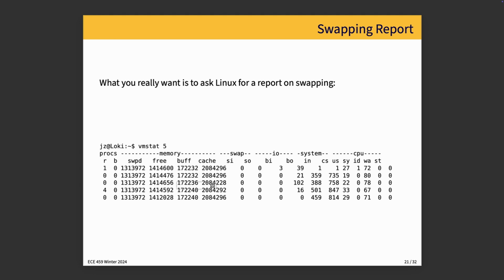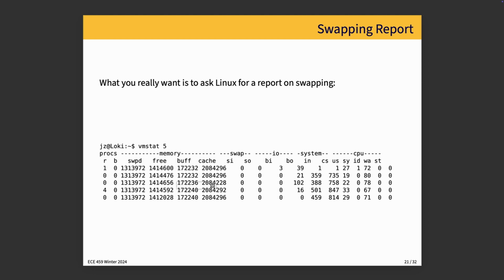Okay. So what we actually want is the swapping report. That one's more interesting. And here we're going to look at that output from vmstat. In vmstat 5, we're interested in this specific report that's about swapping. And in particular, the columns si and so for swap in and swap out, respectively, are the ones to pay attention to.